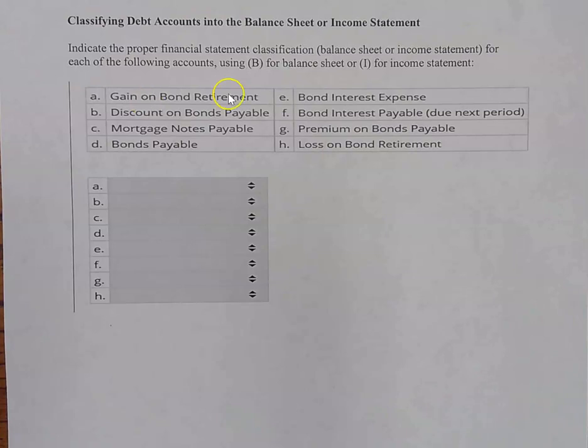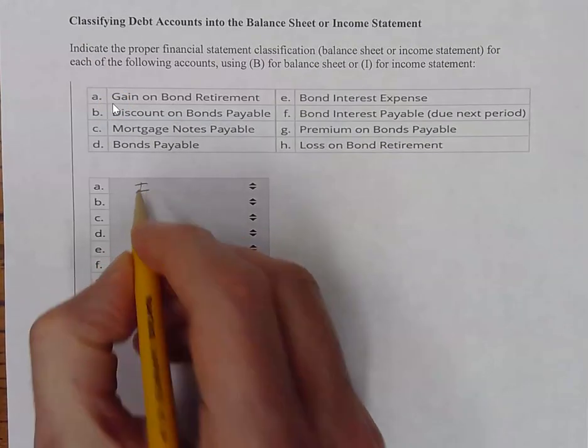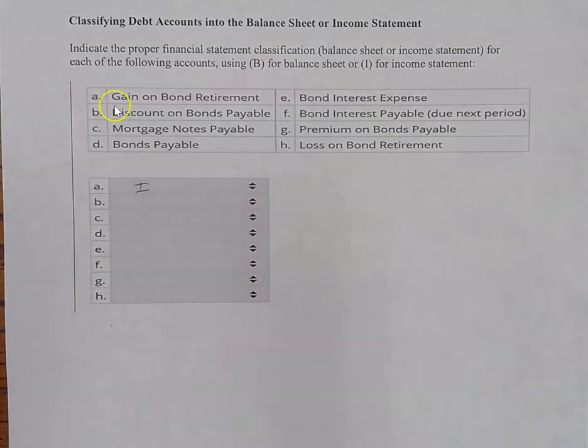So gain on bond retirement, okay? Gains add to net income. And these are in the other income and loss, interest revenue and interest expense items down at the bottom of the income statement. Okay, so gains are going to be on the income statement.